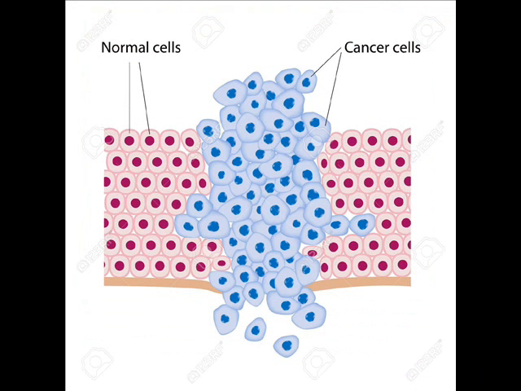Lymphoma and myeloma: cancers that begin in the cells of the immune system. Brain and spinal cord cancers: these are known as central nervous system cancers.